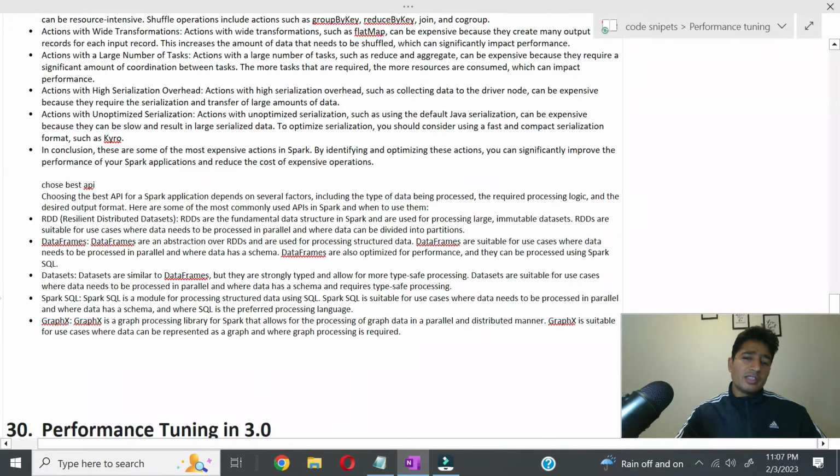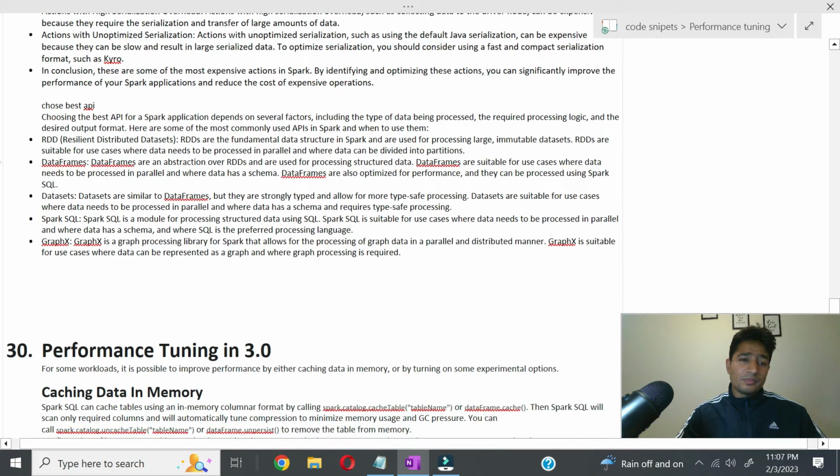The last question is which one is the best API to choose, right? Choosing the best API depends on the use case. There can be multiple APIs: RDDs, data frames, data sets, Spark SQL, right? RDDs are the fundamental data structure in Spark and are used for processing large immutable data sets. RDDs are suitable for the use case when data needs to be processed in parallel and where data can be divided in partitions. One more point which is missing here is when you need more control, when you can program it, when you need to define your own logic.